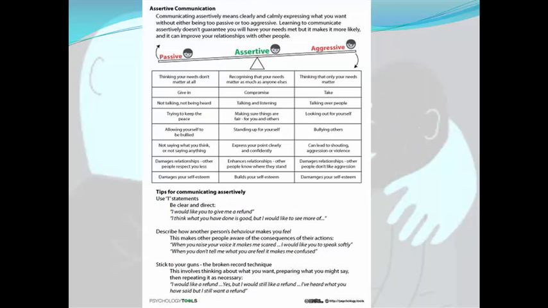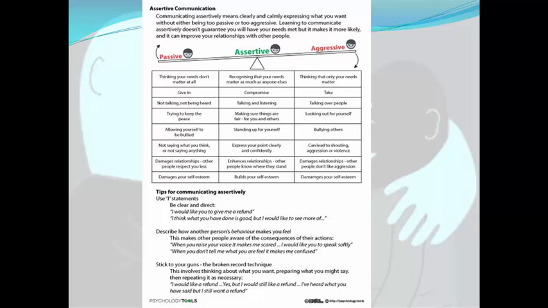So pause and take a look over this pretty large chart, and the idea here is to give you a sense of what it looks like when something's passive, what it looks like when communication is aggressive, and how we find that balance point of being assertive somewhere in the middle.